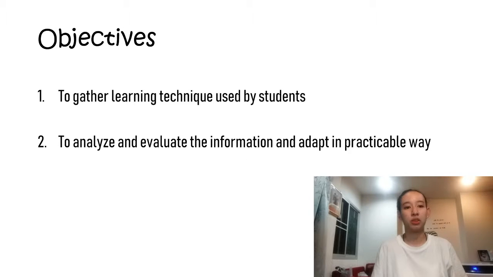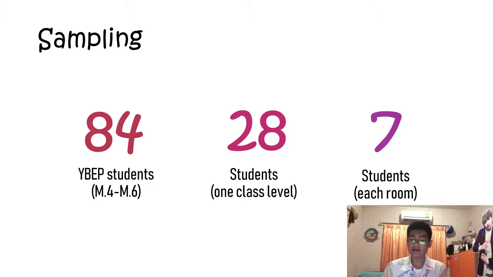Come to our objective. Our objective is, first, to gather the learning techniques used by the students, and second, to analyze and evaluate the information and adapt it in a practicable way. For the sampling, there are 84 Yothinburana English program students from M4 to M6, with 28 students per class level and 7 students from each room.